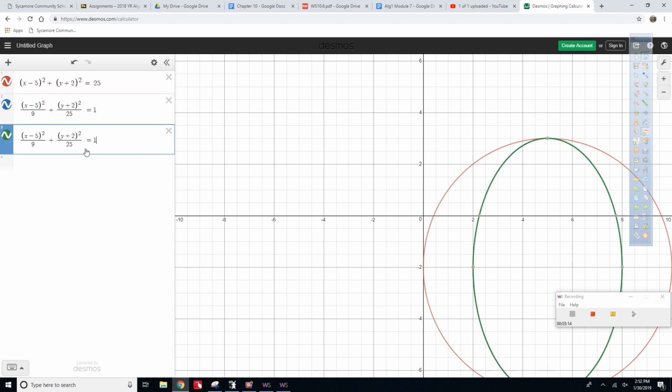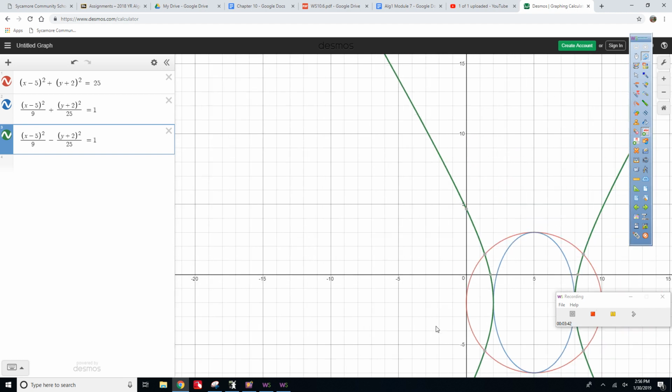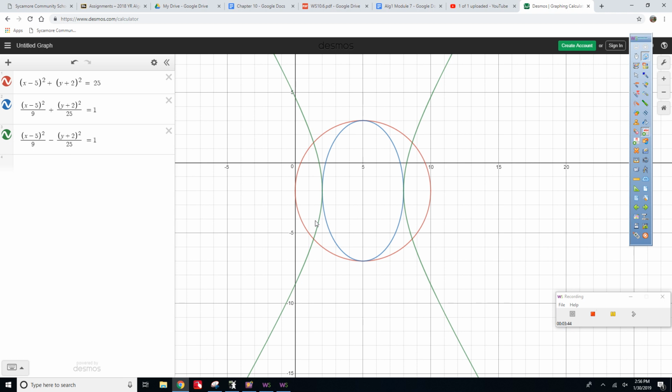Now look, we just made another ellipse on top of it. What do I have to do to change this from an ellipse to a hyperbola? I just have to change this to a minus. And now you see we have our hyperbolas. They've been shifted right 5, down 2, and everything else about the hyperbolas is the same. Let's scroll out.